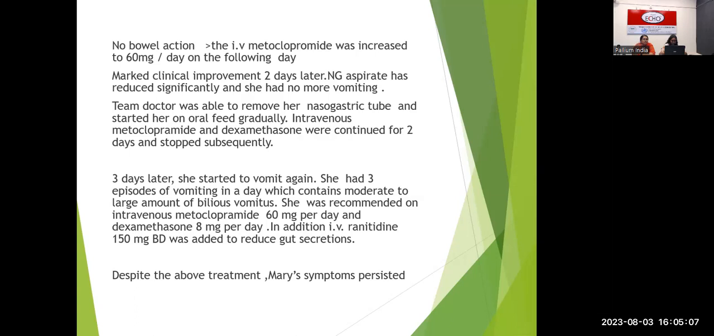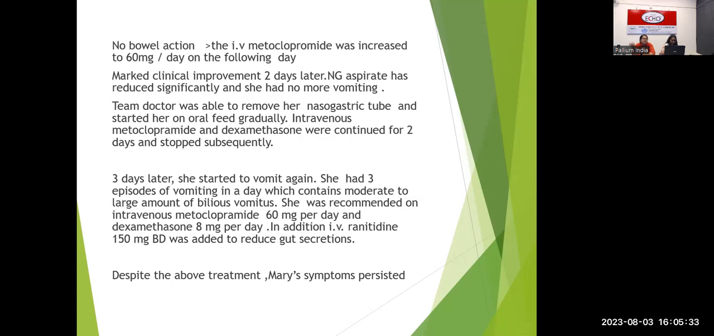Then what happened? After 3 days, she started vomiting again. What do you think is the cause? I'll tell you, dexamethasone and metoclopramide should not be stopped suddenly. They should be given continuously for some more days as IV or subcutaneous, and later switched to an oral preparation, and only then stopped. When you suddenly stop it, all the symptoms will come back again. And that's what happened here.